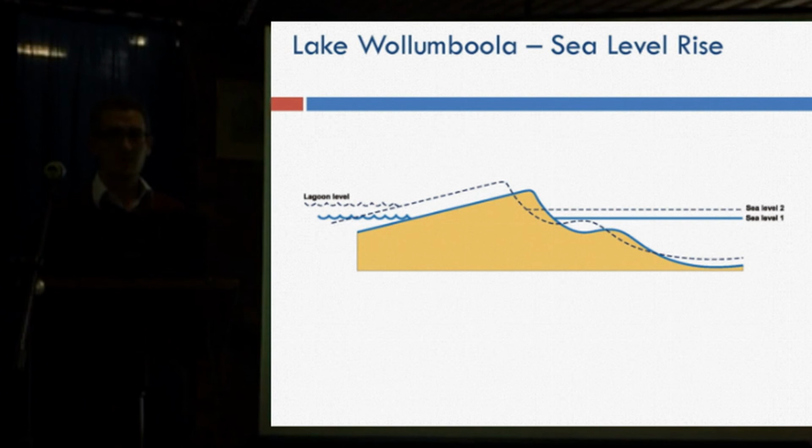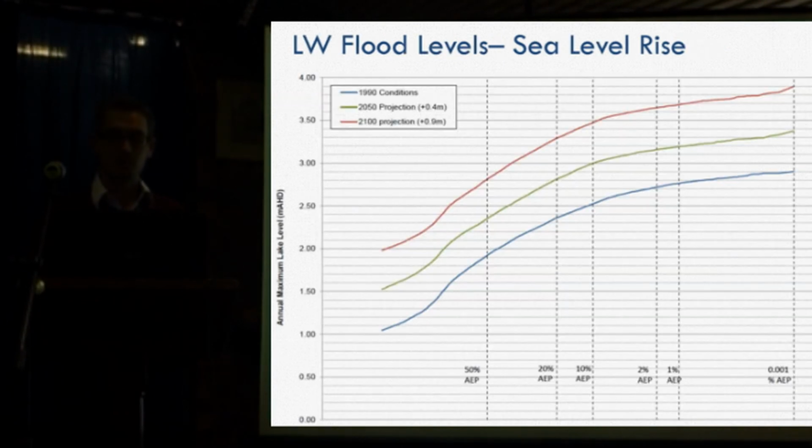So there's no magic maths behind this. If sea level rise goes up by half a metre, flood levels go up by half a metre from the lake. If it goes up by 0.9 metres, which is the projection for 2100, you go up by 0.9 metres for your flood levels.